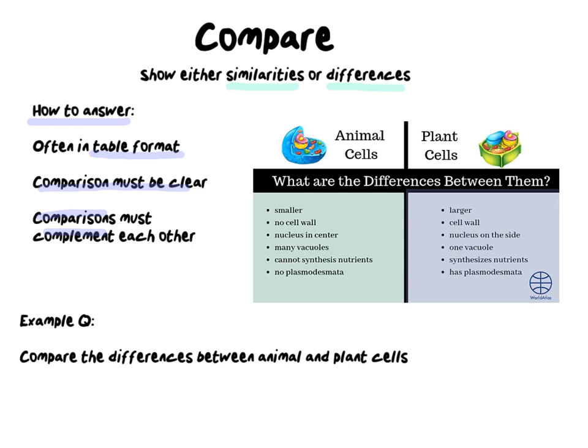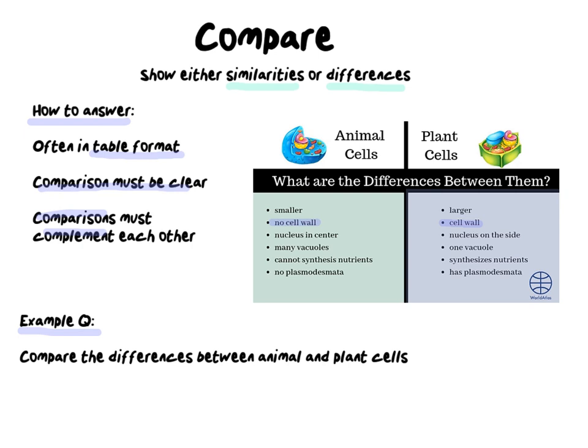So, for example, if we use our table alongside next to us here, if you're going to talk about cells not having a cell wall, then the other difference on the other side must complement that, and it needs to say has a cell wall. And so our example question is compare the differences between an animal and plant cell. And essentially, you could draw a table for this, but sometimes it's a paragraph answer.